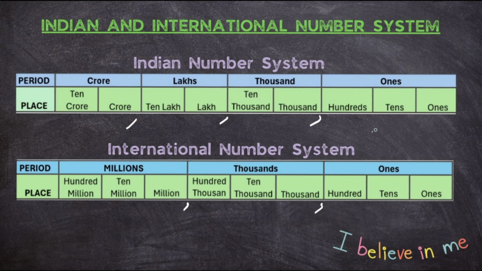So here what you observe in Indian number system, the way of putting commas is first 3 numbers, you leave 3 numbers from the right, then 2 numbers, then 2 numbers and so on. And in case of international, you leave 3 digits from the right, again 3 digits, again 3 digits and so on. So this is how we put commas in international and Indian number system.